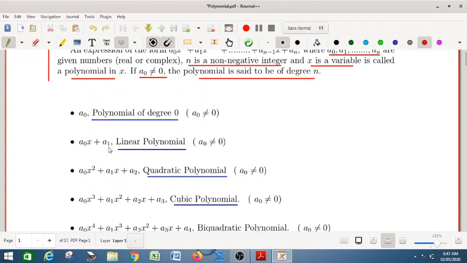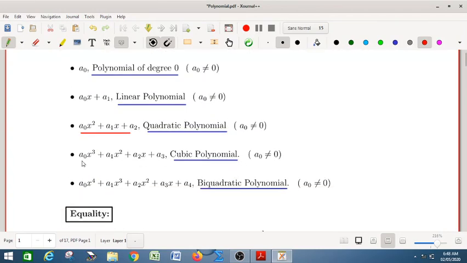And a0 x plus a1, where the leading power is 1, is called a linear polynomial. Where the highest power is 2, we say this is a quadratic polynomial. In all the cases we have a0 not equal to 0. A cubic polynomial has x cube as the leading term. And a biquadratic polynomial is a0 x to the power 4 plus a1 x cube plus a2 x square, because the highest power of x is 4. Okay, so these are the examples.